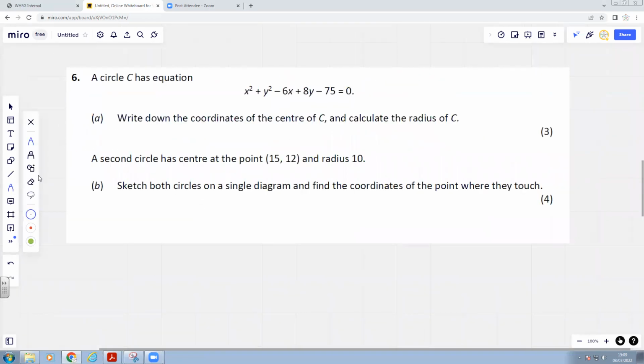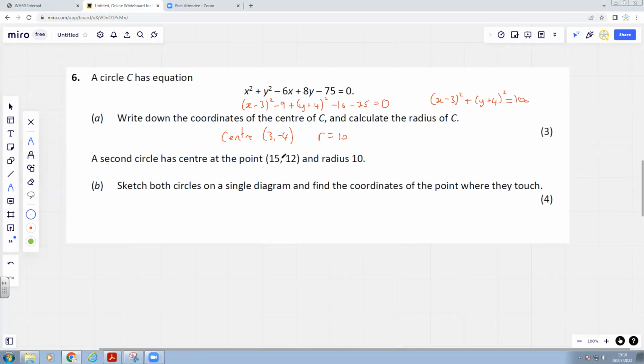6. Write down the coordinates of the center of C. So same old, x minus 3 squared minus 9 plus y plus 4 squared minus 16 minus 75 equals 0. Now, if we look, that's going to give us a center of 3, minus 4. And the radius, well, as you add it all onto the other side, you're going to get 100, I think. Looking at that, plus y plus 4 squared equals 100. And so the radius is 10.